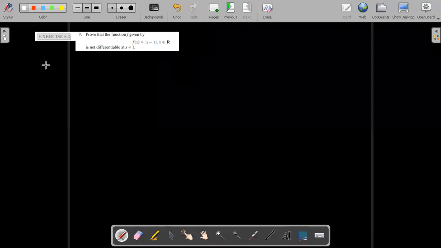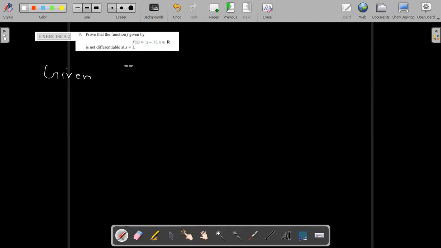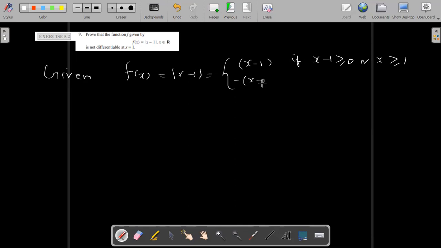As you know, we should not start directly with the modulus. For checking differentiability and continuity, we should start from the definition of modulus of x minus 1. As I told you, this is x minus 1 if x minus 1 is greater than or equal to 0, or you can say x is greater than or equal to 1. Similarly, it will be negative x minus 1 if x minus 1 is less than 0, or you can say x is less than 1.